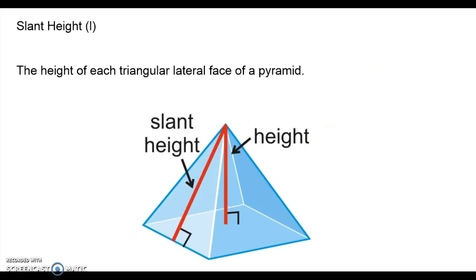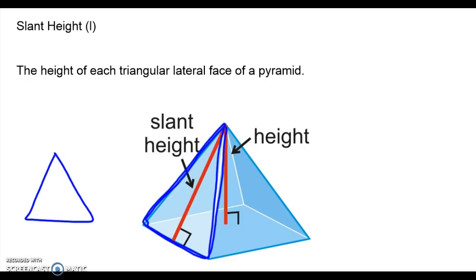Slant height. You will be using slant height a lot during this unit. Slant height is the height of each triangular lateral face of a pyramid. If we're trying to find surface area of a pyramid, we have to use the slant height to find the area of this triangle off to the side here, the one going up the side of the pyramid.